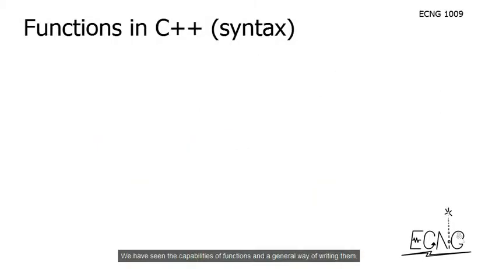We have seen the capabilities of functions and a general way of writing them. We now look at functions specifically for C++. C and C++ use a term called function prototypes. It is good practice to always declare function prototypes along with the function's definition. Some compilers may even complain if this is not followed. Just a note, prototypes are often placed in header files which you will see later.